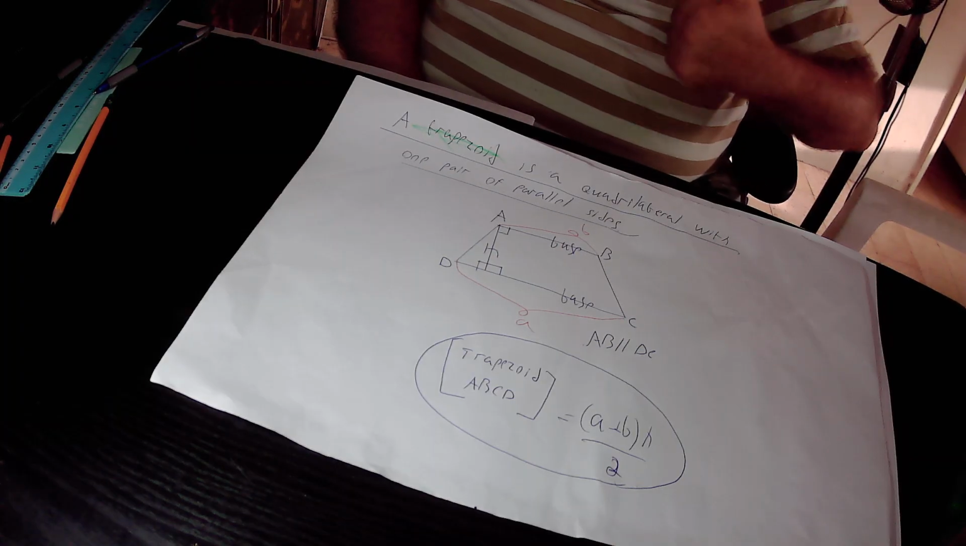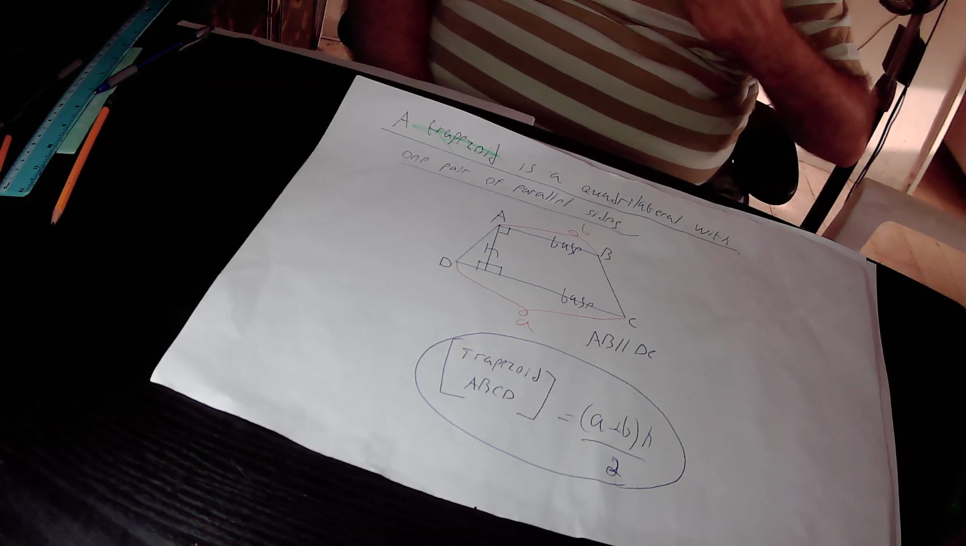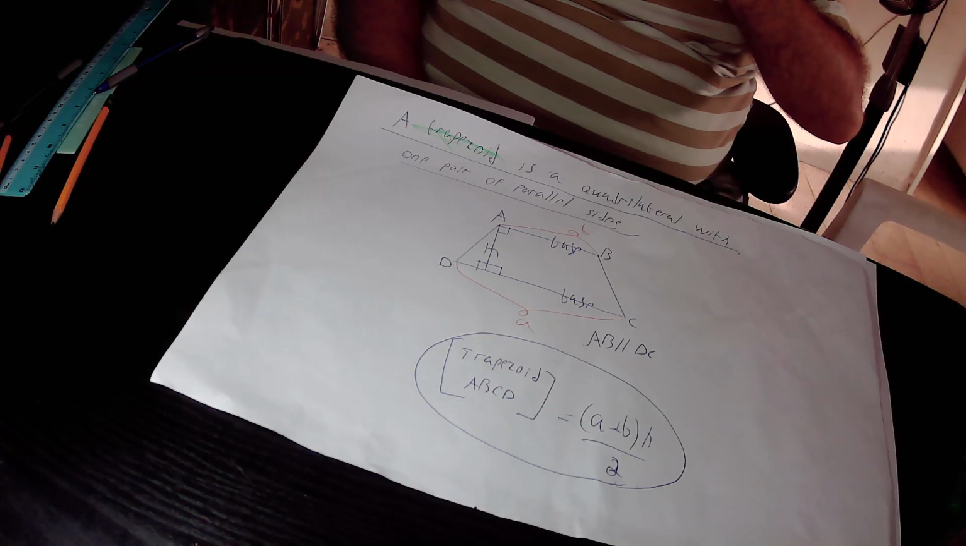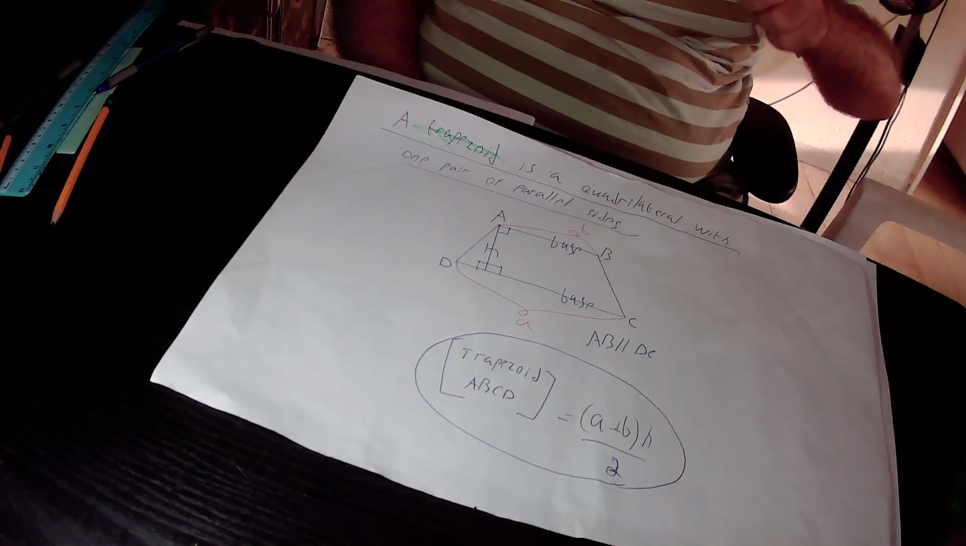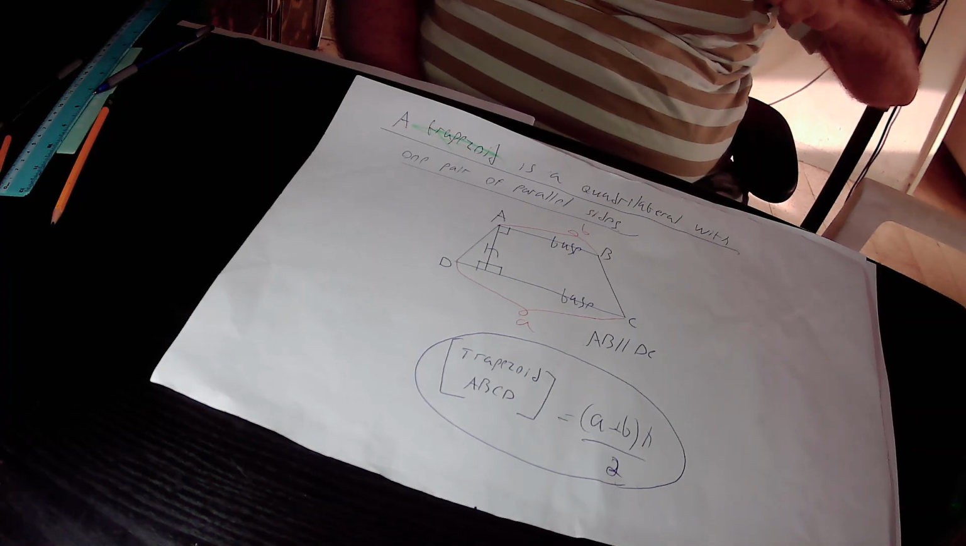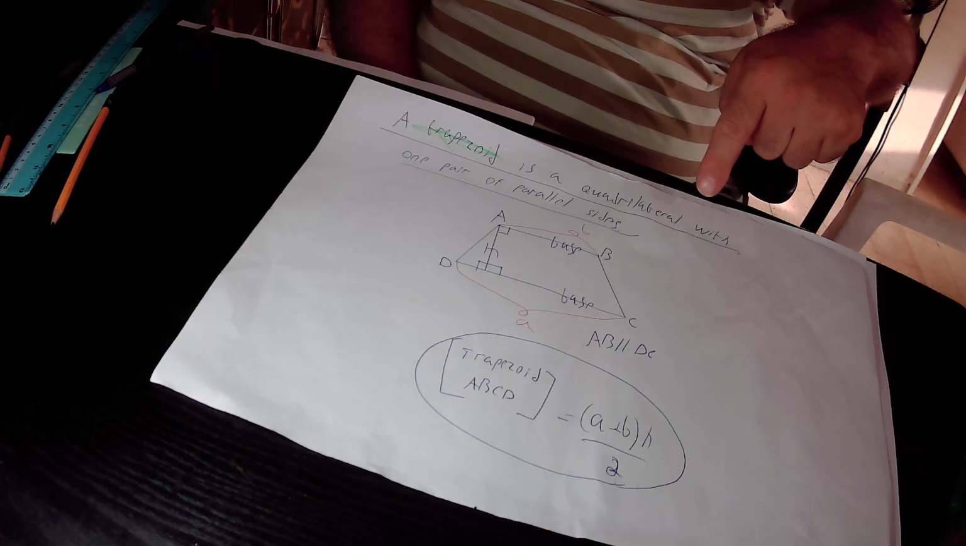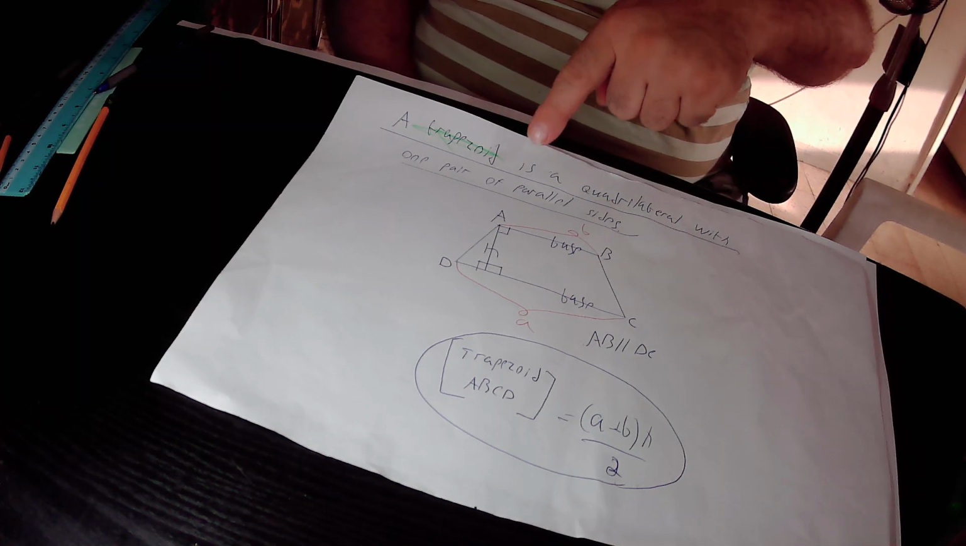So a trapezoid is a quadrilateral with one pair of parallel sides, and the area of a trapezoid is equal to the sum of its two parallel bases times the height over 2. In this case, the area of this trapezoid ABCD is equal to A plus B times the height H over 2.